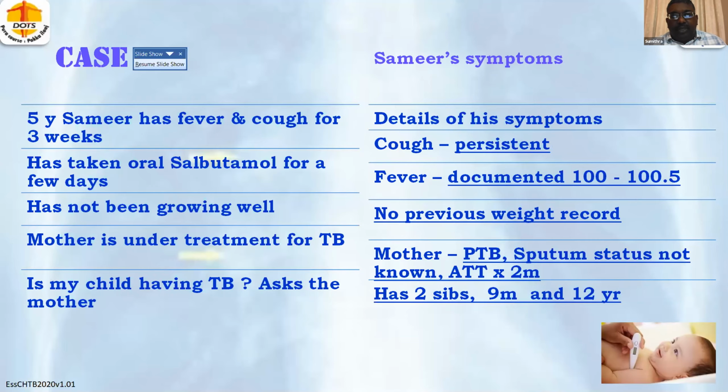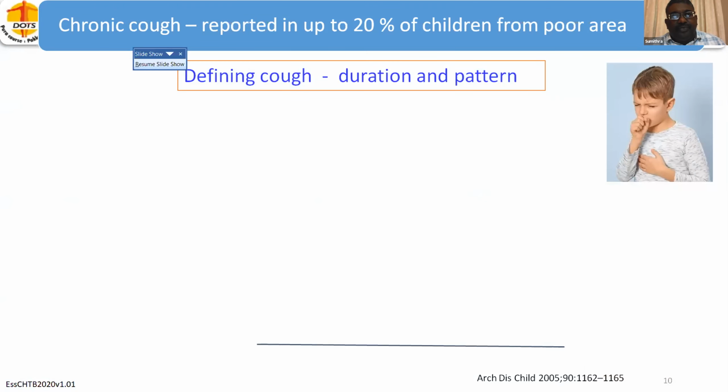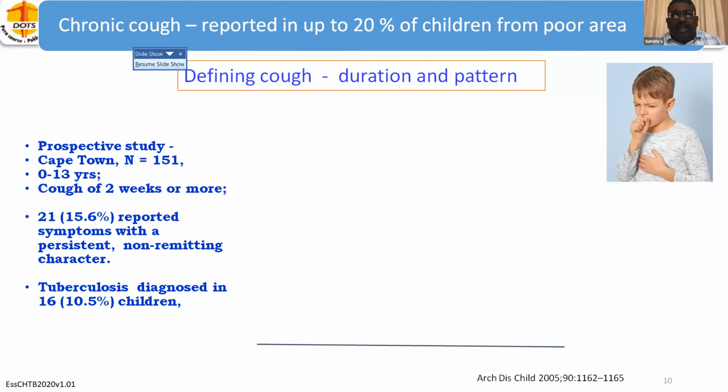Right. Now, a few words about the cough. Chronic cough is reported, and we should define the cough. For that, the NTEP is citing a study here, which is a prospective study done in Cape Town with 151 subjects, 0 to 13 years, who had cough of 2 weeks or more. 15% had persistent cough, and tuberculosis was diagnosed in 10%.